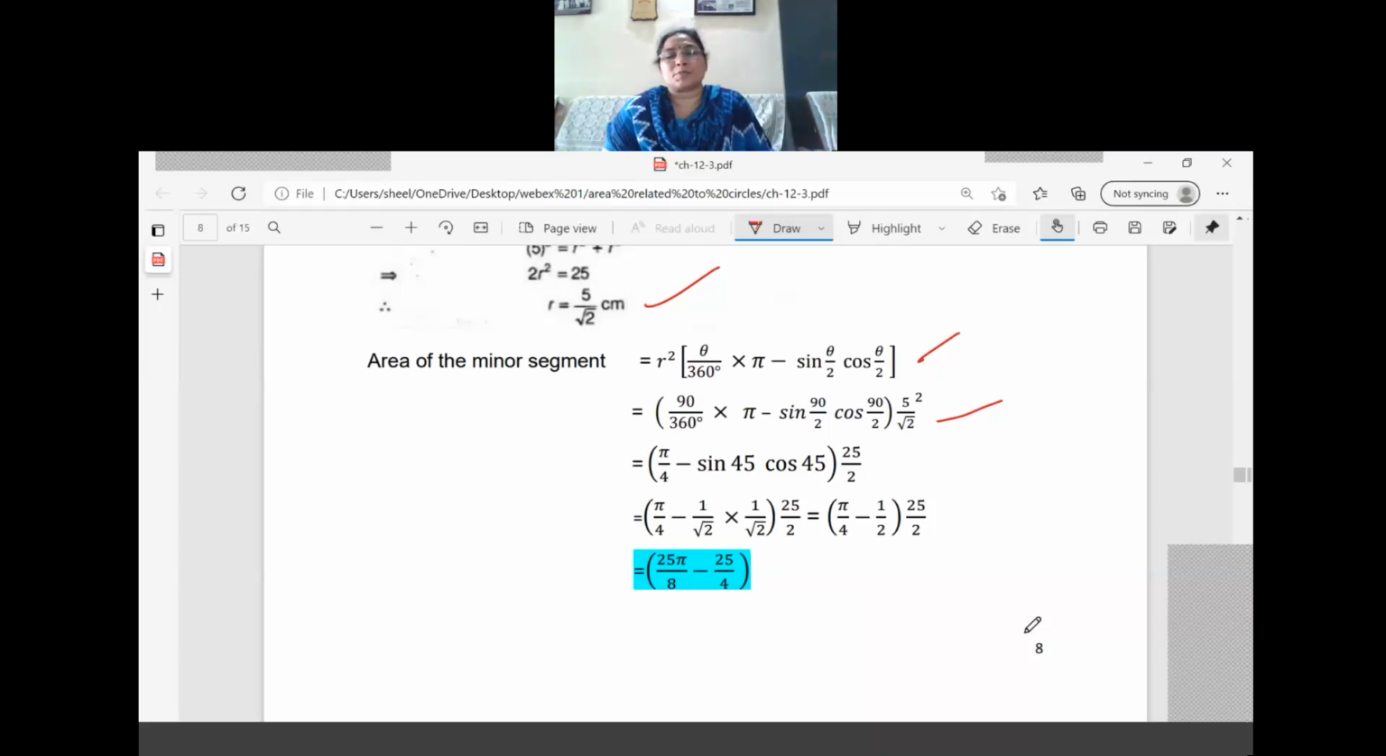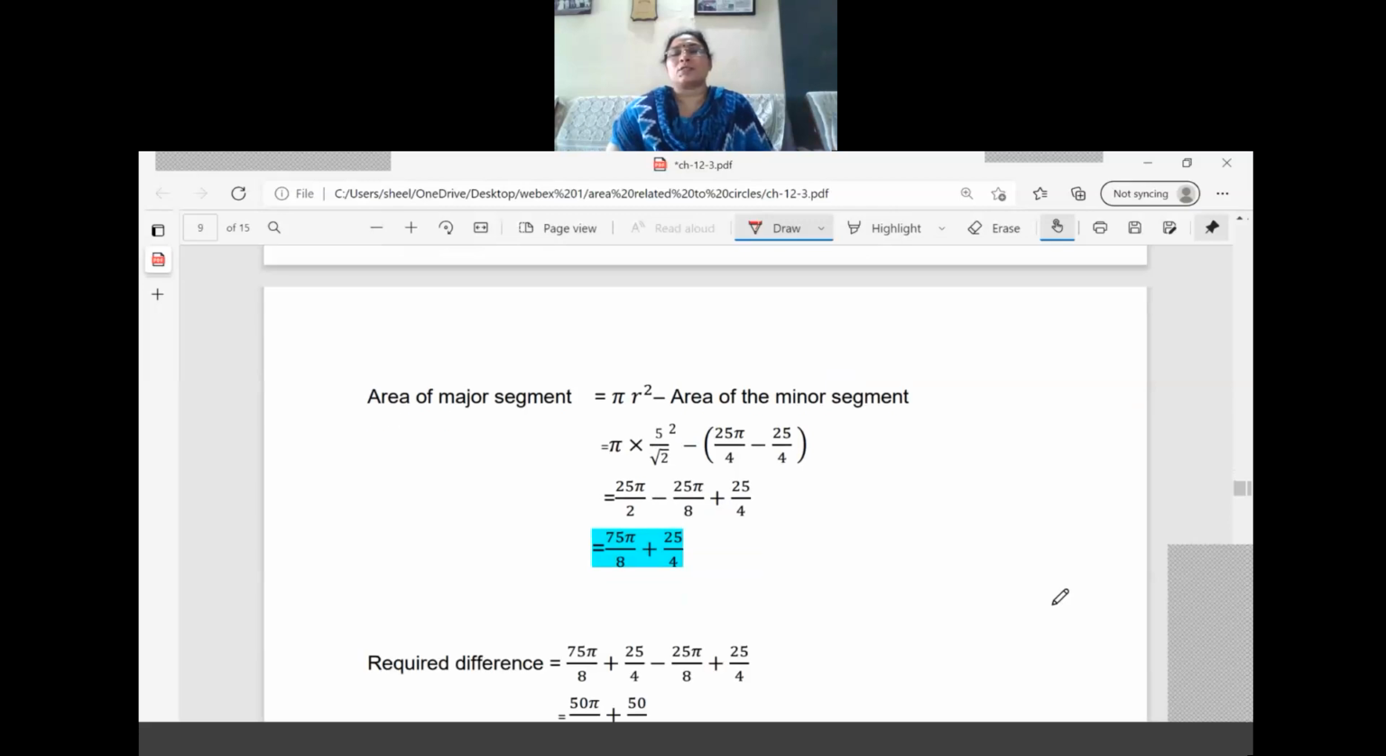The next line we have substituted. After the simplification, it is equal to 25 pi by 8 minus 25 by 4 only. So what we have calculated here is the area of the minor segment. Now what is the next step? Because we have to calculate the difference in the segments, we have to go for the area of the major segment only. So for the area of the major segment, there is no shortcut.